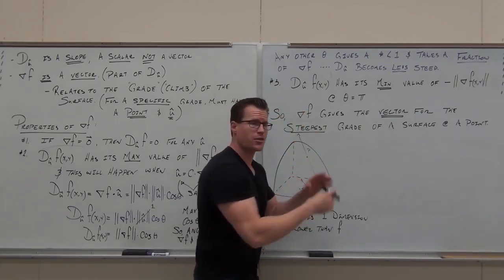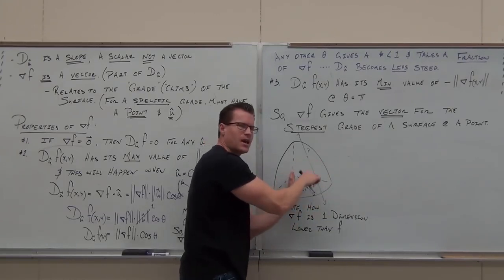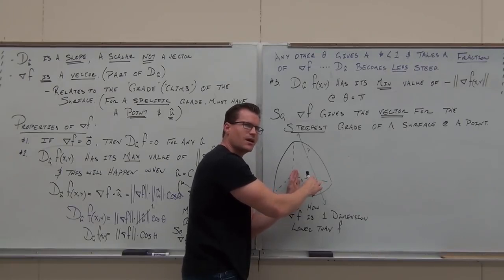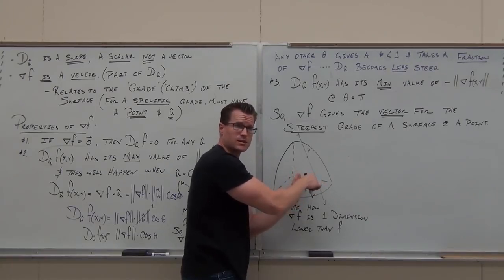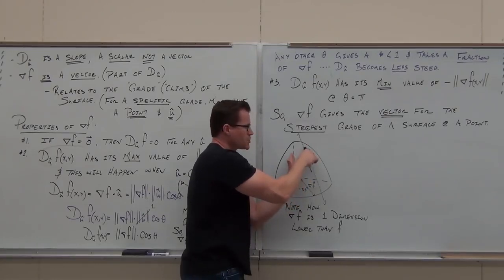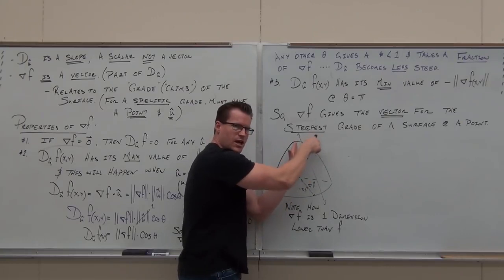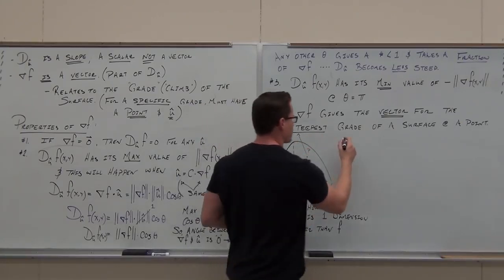What u does, think of u, if u is anything else besides parallel to del f, the gradient of f, it's turning off of that path. It's taking a fraction of this and turning off of that path.